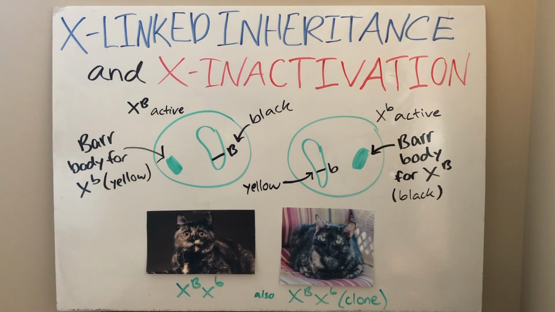Therefore, a cloned tortoiseshell cat would not look the same as its mother. Although the cat would also have both black and yellow pigments, it would express these phenotypes in different patches on its fur, since the X chromosome that is inactivated is randomized during development.